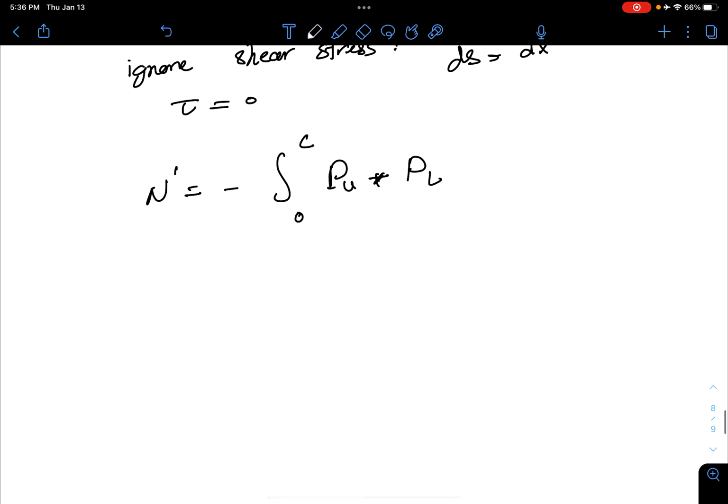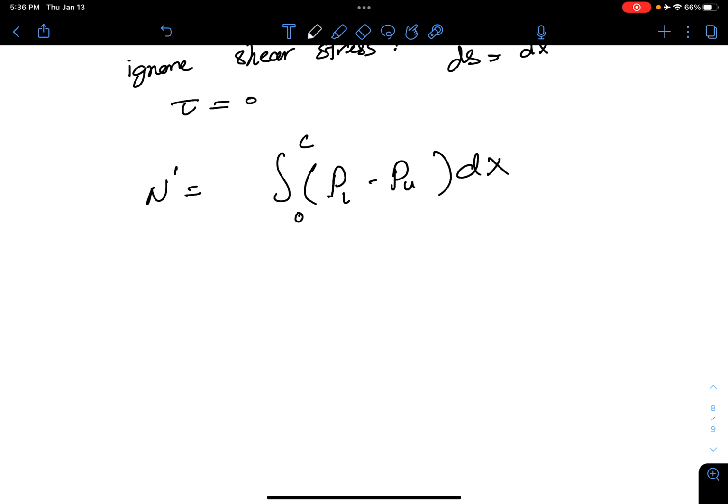Okay, so pu minus pl dx. And we can bring in this negative sign in the integral. It's going to give us PL minus PU dx. Can we take this integral? Pressures don't change, so the only variable here is dx, and the integral of dx is, what is the integral of dx? X. So your force is PL minus PU multiplied by x.